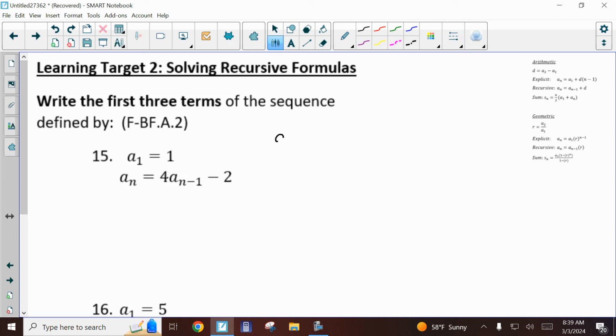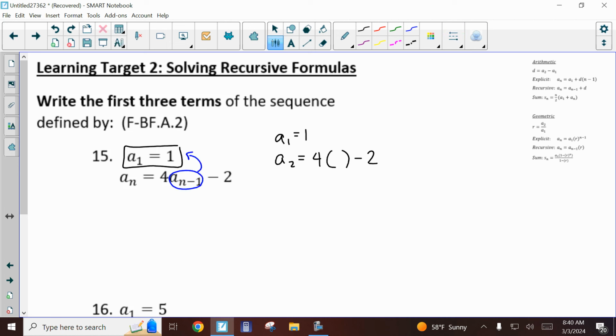The first one says A1 is equal to 1. We never need a formula for the first one because part of a recursive formula is to always tell you where to start. So we know that A1 is equal to 1. Now if I want to do A2, it's going to be 4 times something minus 2. And that something, what you have to understand about the notation, is this guy right here means the previous number.